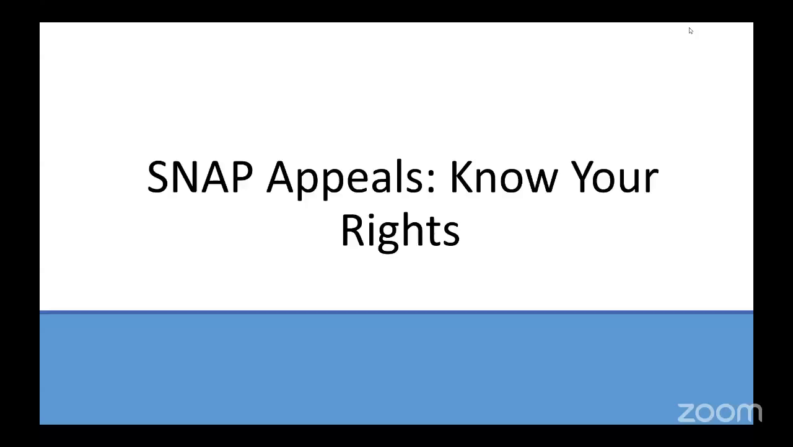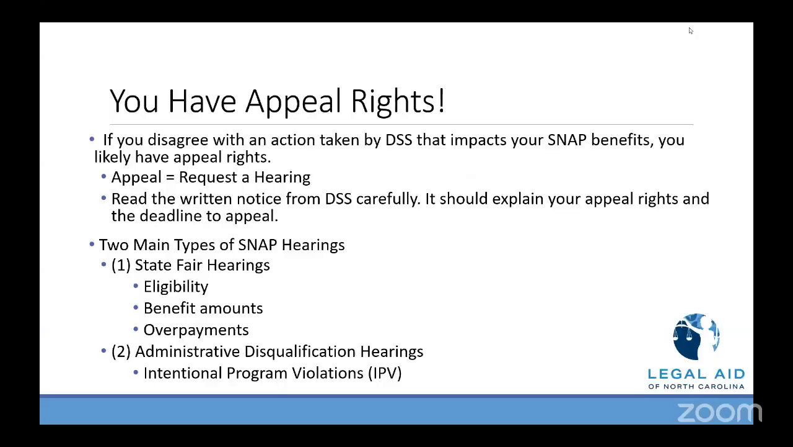Our last topic is SNAP appeals and knowing your rights in the appeals process. So the most important thing to remember is that you have appeal rights. If you disagree with an action taken by DSS that impacts your SNAP benefits, you likely have appeal rights. And when I say appeal, I just mean you're requesting a hearing, you are asking for an opportunity to explain your situation to someone else at DSS and try to have them make a different decision.